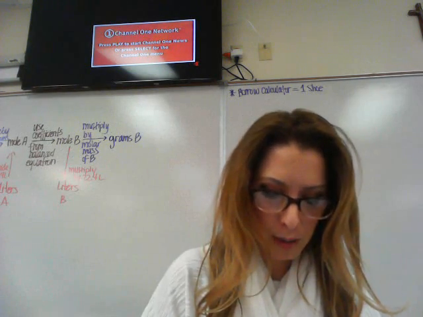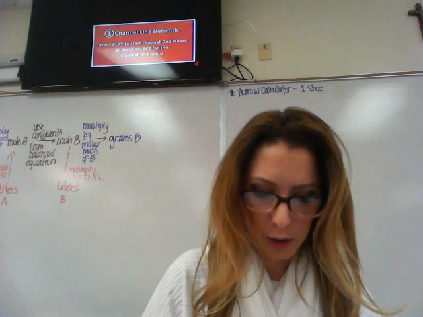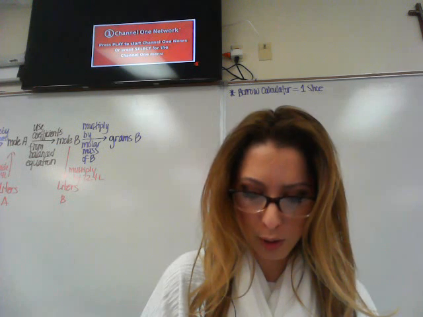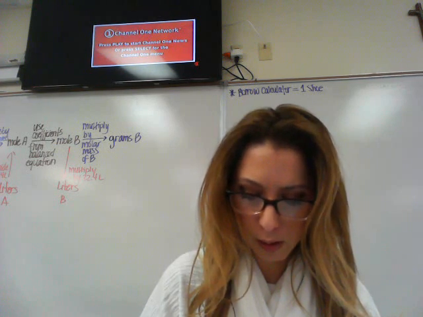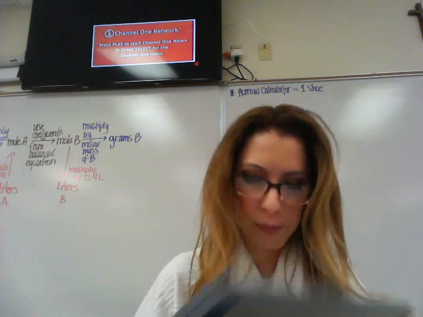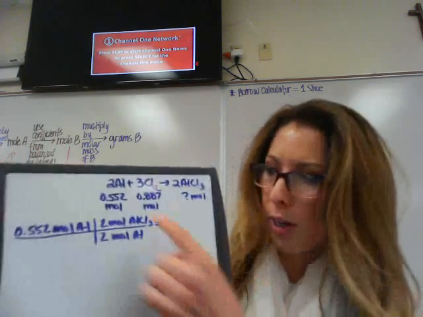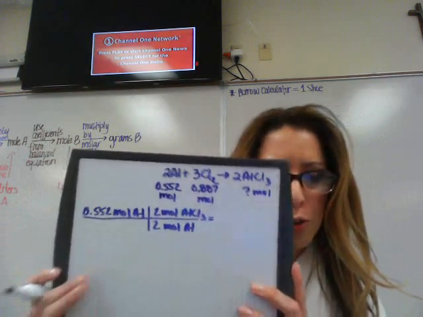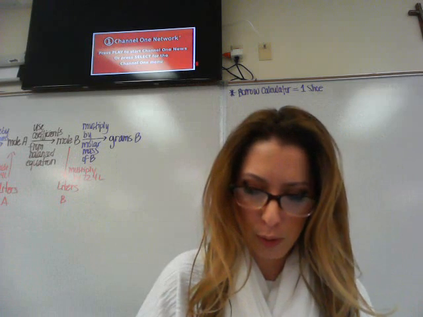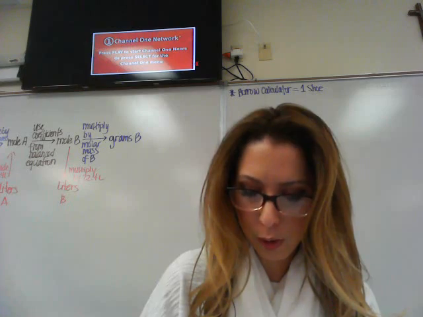I'm going to take 0.552 moles of aluminum, and I'm going to do a one-step conversion using the coefficients. So we're going to take 0.552 moles of aluminum, do a mole ratio of 2 moles of aluminum to 2 moles of aluminum chloride. Those 2's cancel out. You're going to get 0.552 moles of aluminum chloride.